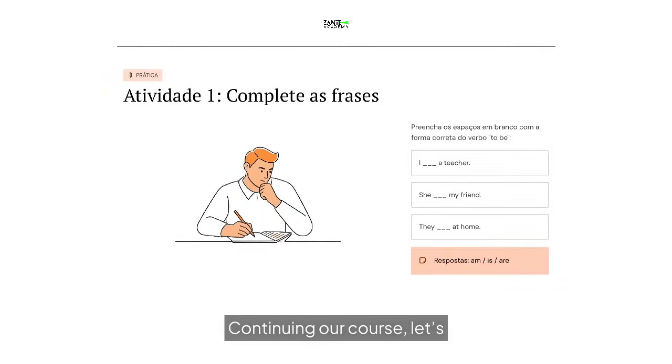Continuing our course, let's put our understanding of the verb to be into practice. Now that you've learned how to ask questions and provide short answers, it's time to solidify that knowledge by completing sentences. This exercise will help you become more confident in using the correct forms of the verb to be in different contexts. In this activity, you will fill in the blanks with the right form of to be, am, is, or are. For instance, look at the first sentence, "I'm mocking a teacher."